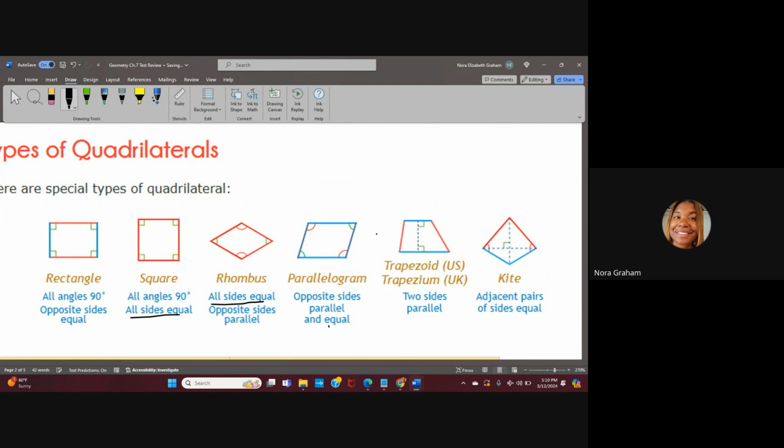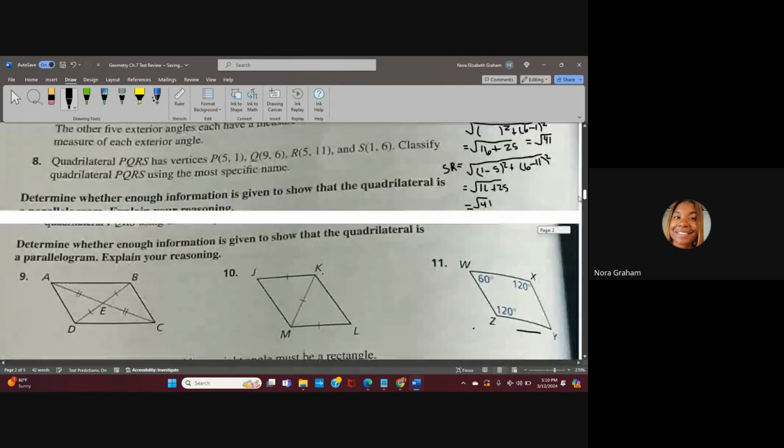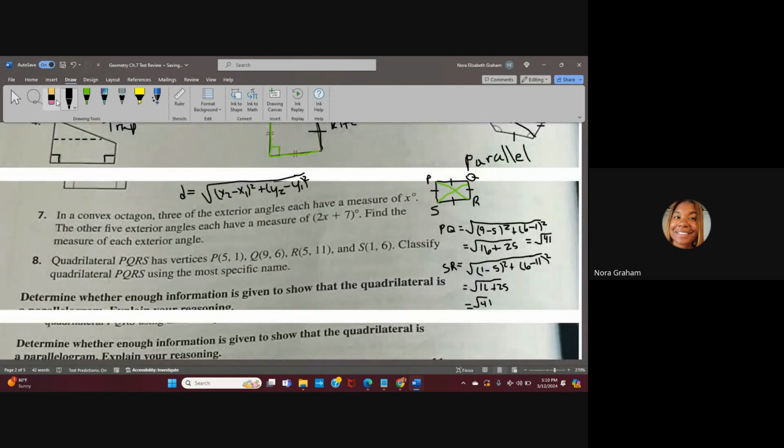Okay. But to figure out if it's a rhombus or square, I need to see if my diagonal lengths are congruent as well. If they're congruent, then that means that they form a 90-degree angle and this is a square. All right. So how you would check that, I'm going to go ahead and erase this. I'll do the diagonals in the green. So how you would check that is you want to check the distance between P and R and Q and S, okay? So P and R.